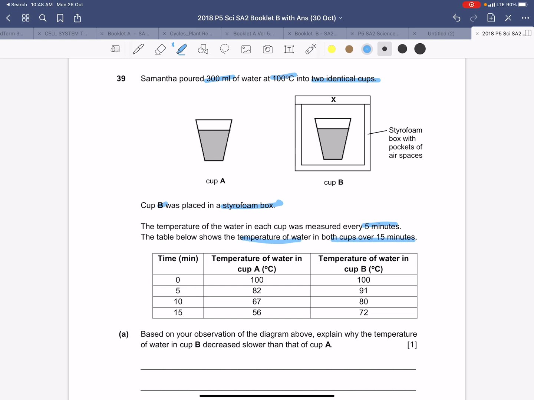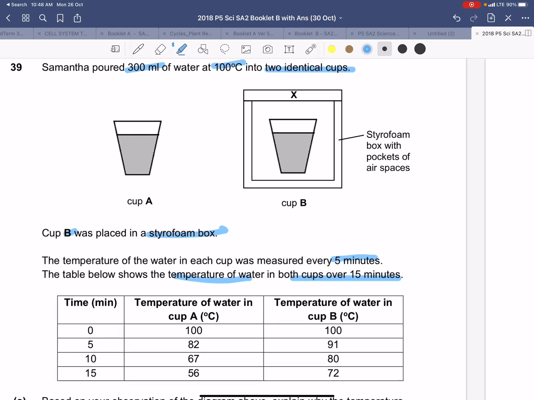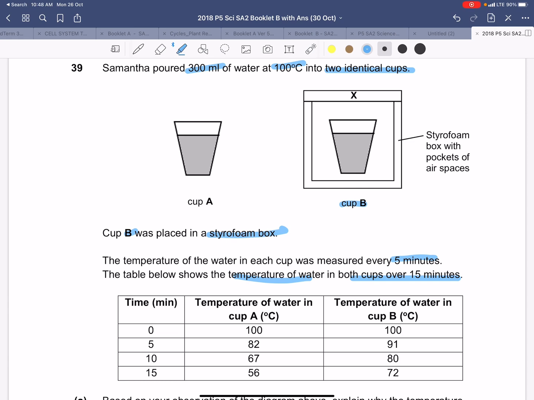So right off the top, even before I looked at the results, based on my prior knowledge, I should be able to very quickly at least guess how the trend should look like. Now, the one that is inside the styrofoam box, which is B, has got pocket of air spaces. I know many people go, oh, the styrofoam box is a poor conductor of heat. Yes, but do you know that the reason why is actually styrofoam has also got air spaces in it, and it is this air spaces that is a poor conductor of heat. So based on this, I already know that the heat loss will be slower.